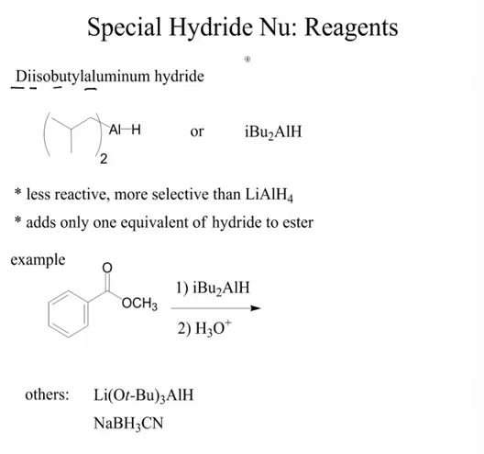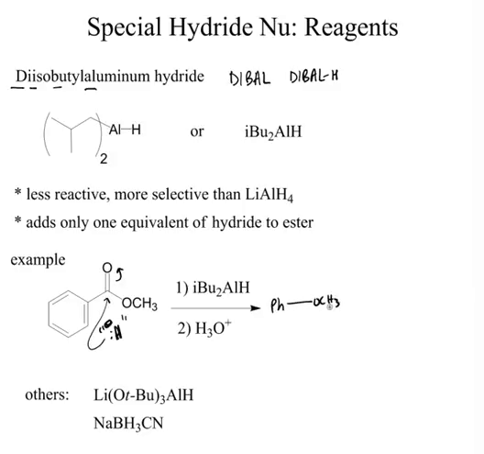So this is called di-isobutyl aluminum hydride. This is called DIBAL for short, or sometimes DIBAL-H to show that it has a hydride attached to it. And because of the presence of those isobutyl groups, it changes the reactivity. It makes it more selective and less reactive. And it turns out it only adds 1 equivalent of hydride. So the H minus equivalent is going to add.